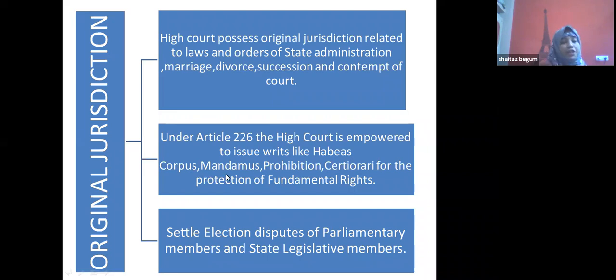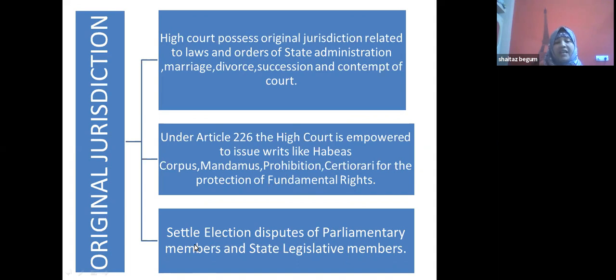Mandamus issues orders for an official to perform his duty which he is bound to. Prohibition, to stop doing something. Prohibition is a writ given by a higher court to the lower courts. Certiorari is used to deliver a record. It orders the lower courts to deliver a record of its case so that the High Court can review it.